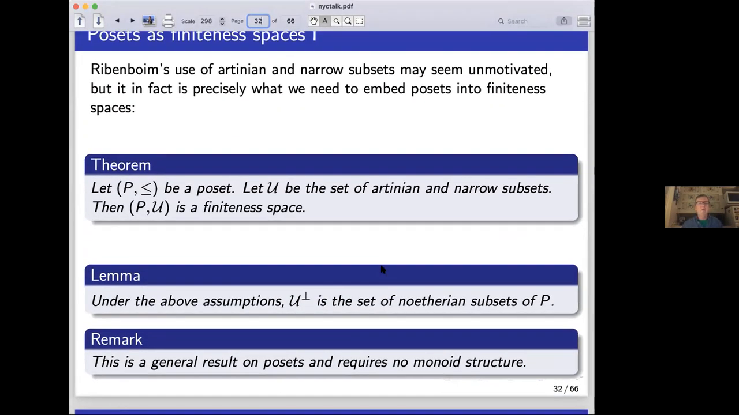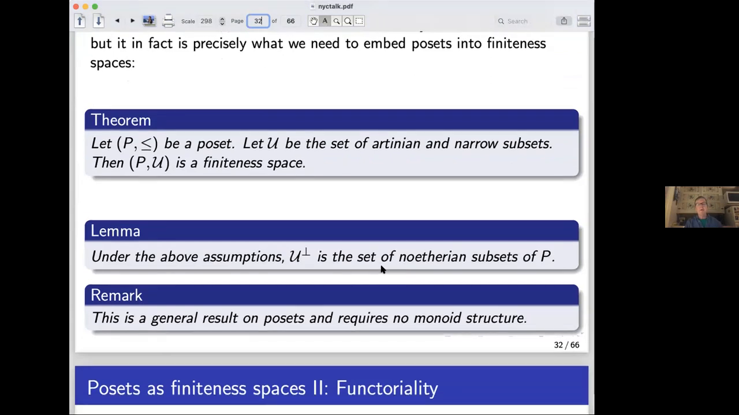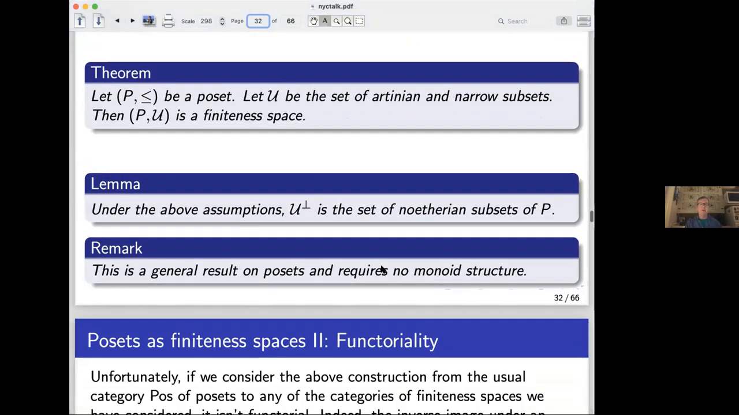So let P be any poset. This has nothing to do with the monoid, the operation. Let U be the set of Artinian and narrow subsets, then P of U is a finiteness space. And in particular, U perp in this situation is going to be the Noetherian subsets of P. Okay, so that now explains where Ribenboim's conditions come from.